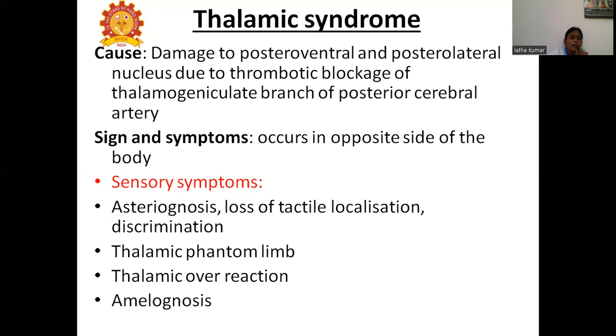And next one is thalamic overreaction. So the threshold for pain, touch and temperature is decreased, and the sensation becomes exaggerated and disagreeable. Next one is amelognosis. It is the illusion felt by the patient that his limb is absent.